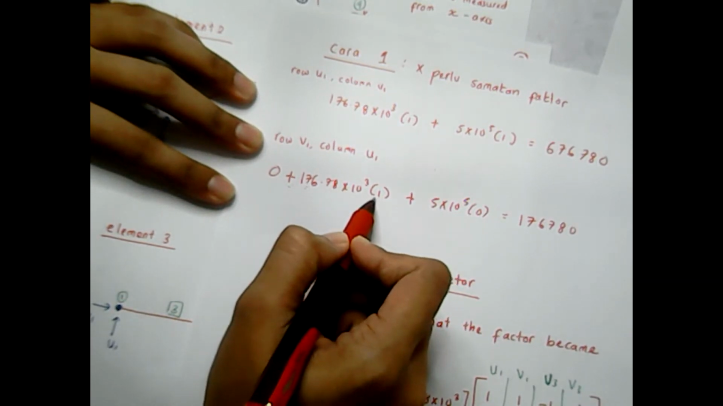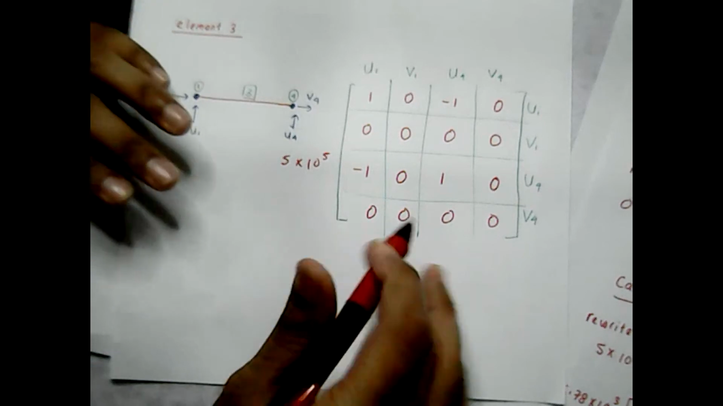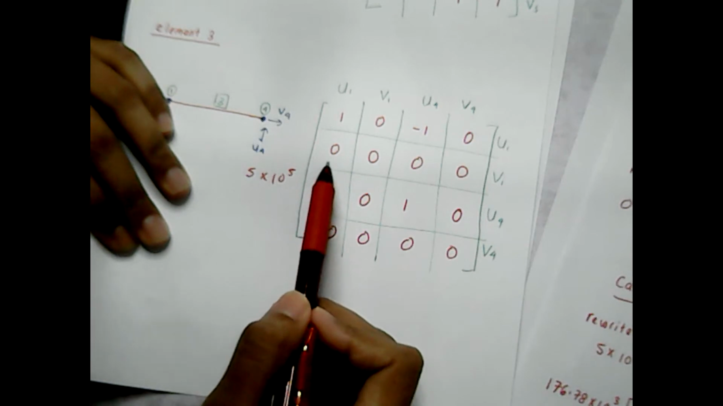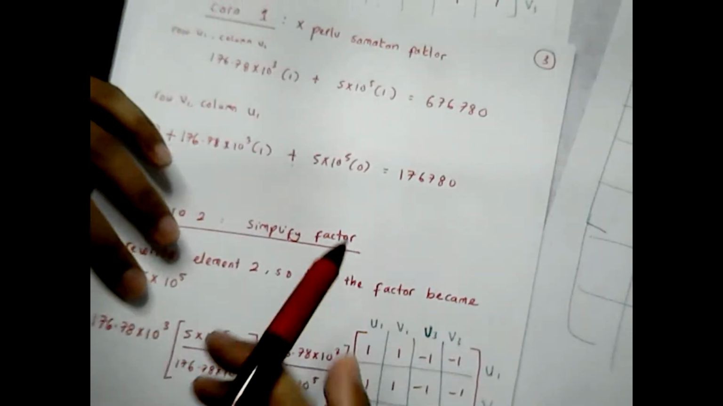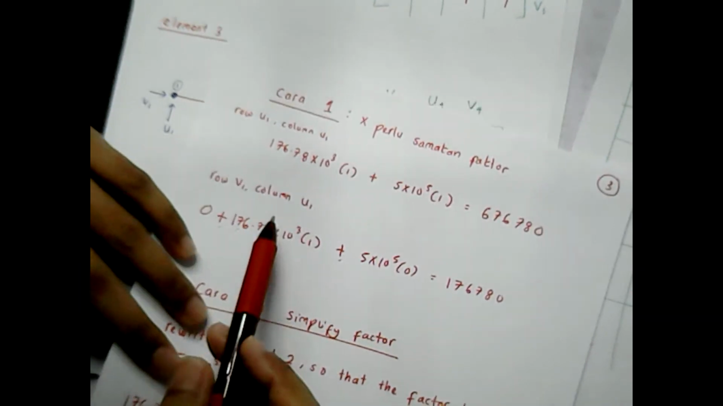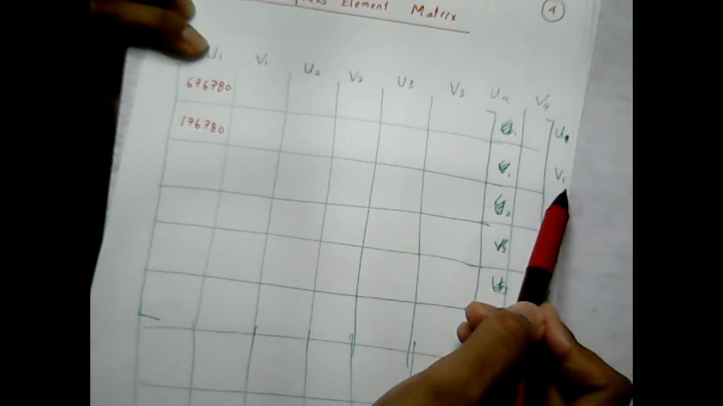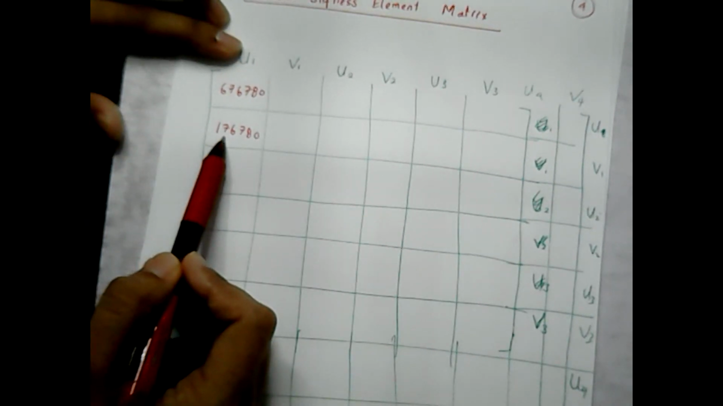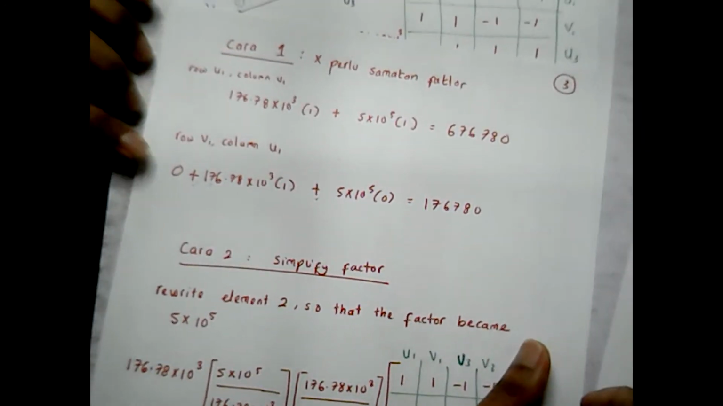176.78 times 10 to the power of 3 times 1 plus, look at your element number 3. Element number 3, u1, v1. So here this is 0. So 5 times 10 to the power of 5 times 0, you will get 0. So finally, for this coordinate, which is u1, v1, you will get 176,780, which comes from these equations. Now let's look at one more example.